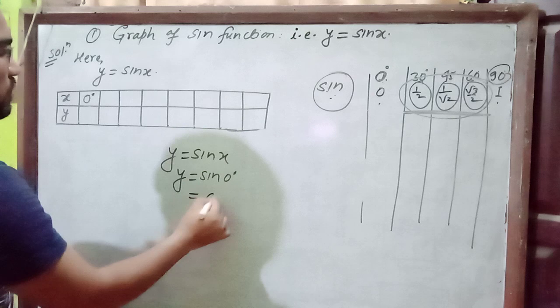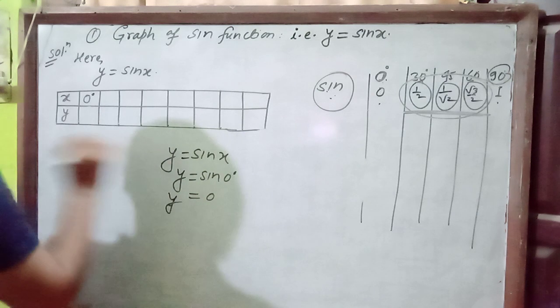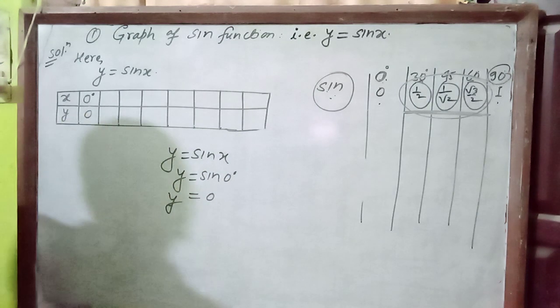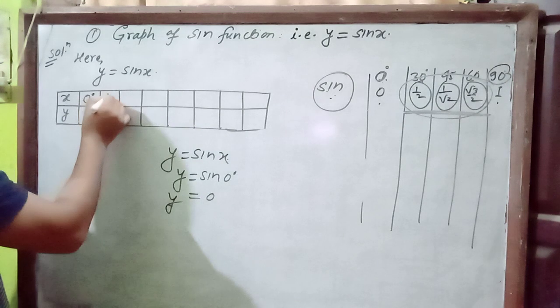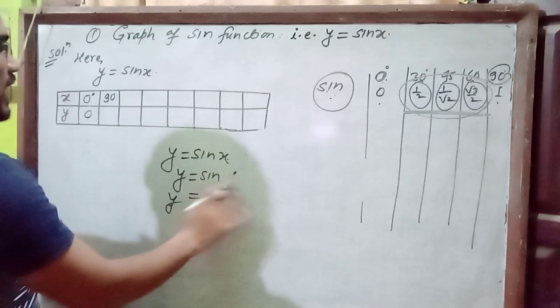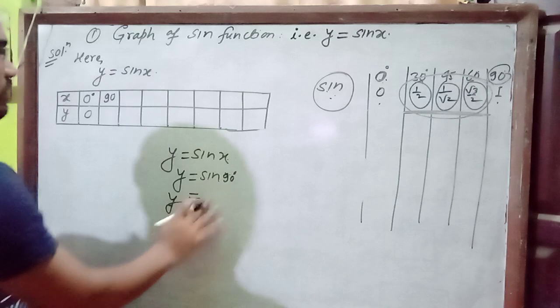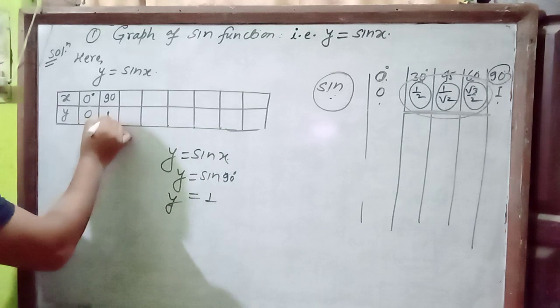Sine 0 degree value is 0. So y equal to 0, we can put here. When we put here x equal to 90 degree, then sine 90 degree value comes here 1. So we can put here 1.